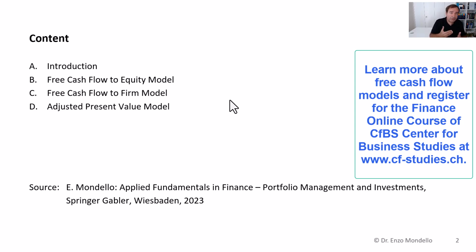So with the free cash flows to equity model, the expected free cash flows to equity are discounted back with the expected return of the shareholders to get then the intrinsic share value. While if you use the free cash flow to firm model, then the expected free cash flows to firm are discounted back with the weighted average cost of capital. That's then the expected return of all capital holders, including debt and equity holders, to calculate then the enterprise value.